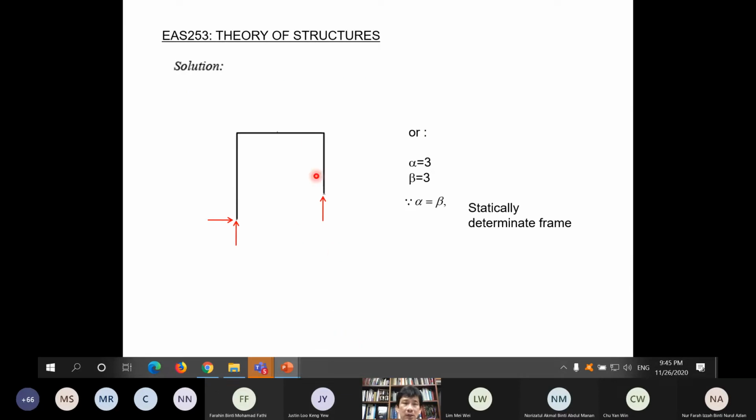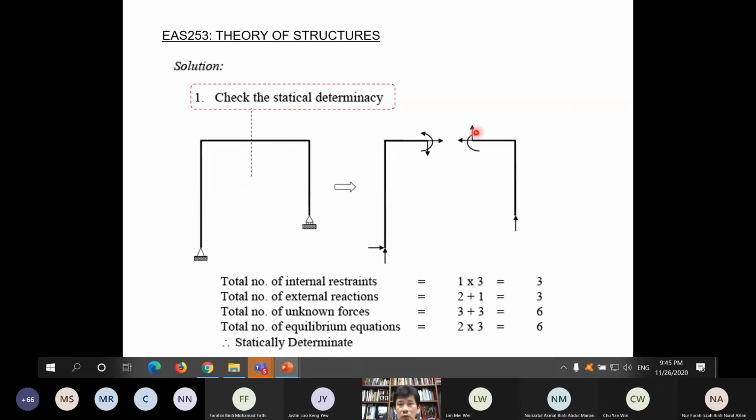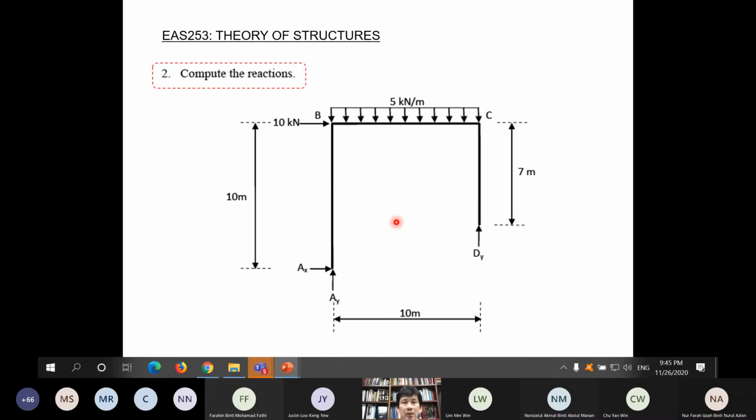Or like this. Because there's no closed loop here, we actually don't need to go through this process. No need to use this method. So the next is the same as the case of a beam.